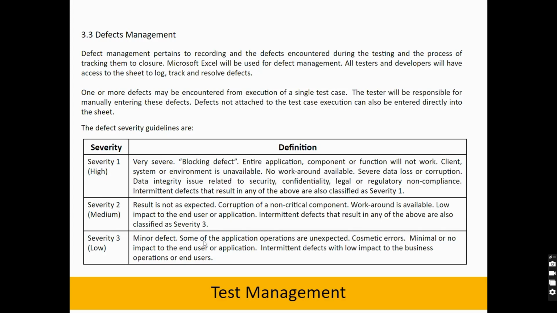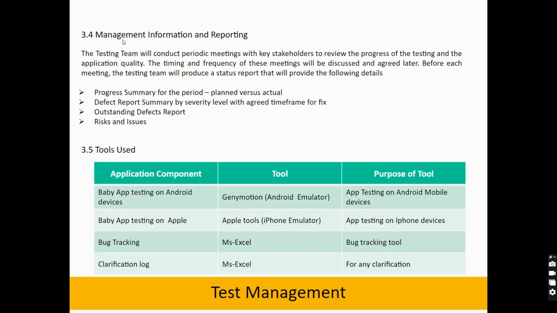You guys can go through this documentation. Management information reporting: what are the tools we are going to use? This is a baby testing app, and this app only supports Android devices. For that, I need a Genymotion Android emulator, whose purpose is app testing on Android mobile devices. For the baby app on Apple phones, I need an iPhone emulator to test this. For bug tracking, I need MS Excel, and the clarification log also in MS Excel, because this is a very low budget project. They want to release it into the market immediately, so that's why we committed to these tools.